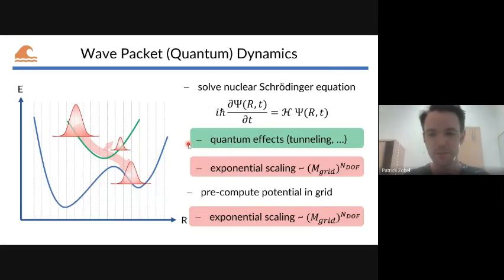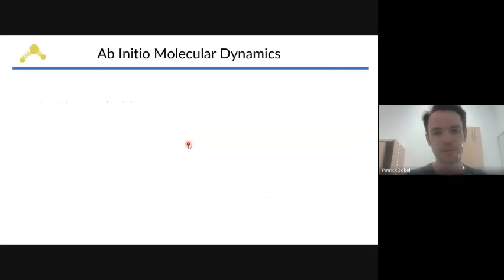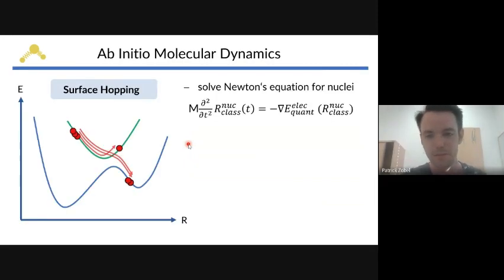And now what we are doing is we are going the opposite way. We are not doing wave packet dynamics, but we are doing ab initio molecular dynamics, which is also what Antonio does. So probably you have heard of some of this before. I'm still going to talk a little bit, one slide, about the ideas behind it. In particular, we use a method called surface hopping.